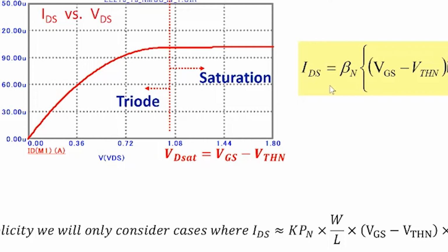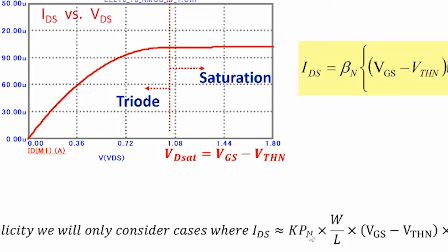Here it depends on VDS and is given by this equation: beta n times VGS minus VTH times VDS minus VDS squared by 2. Because it's a nonlinear, quadratic equation depending on VDS squared, most of the time when we consider the triode region, we'll assume we are in this particular part where the characteristics are linear, which means the square term can be neglected. Whenever we analyze a circuit and find the transistor working in the triode or linear region, we'll assume that the quadratic term is negligible.